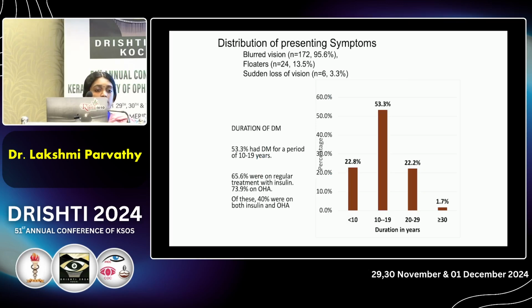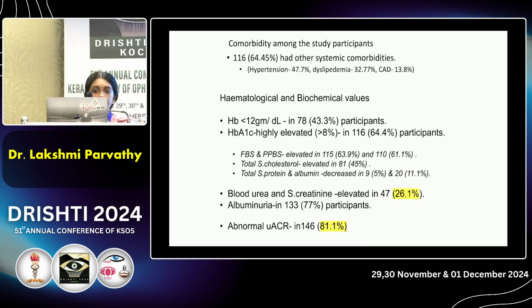Majority had diabetes for a period of 10 to 19 years. And all participants were taking either insulin or OHA for their treatment, and 40% were taking both insulin and OHA. Majority had hypertension as the commonest comorbidity, followed by dyslipidemia. Hematological examination revealed anemia in 43.3% of the cases. HbA1c was highly elevated in 64.4% of the participants.